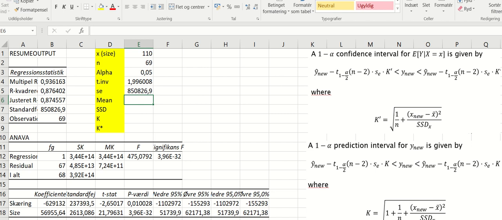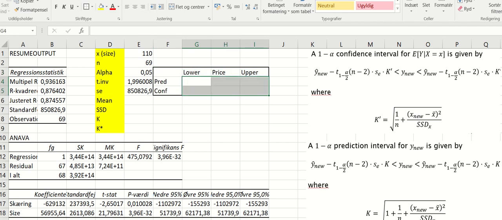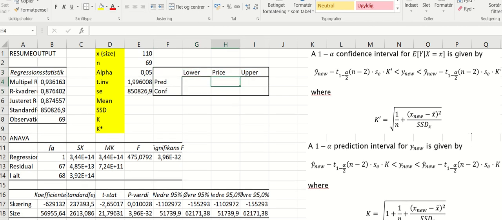Now we want our prediction, so we put the y new, the price, here. We want the lower and the upper interval, and on top we want a prediction and we want a confidence interval. This is what we're interested in. There is a difference between prediction and confidence interval, and I'll tell you when we finish with it.